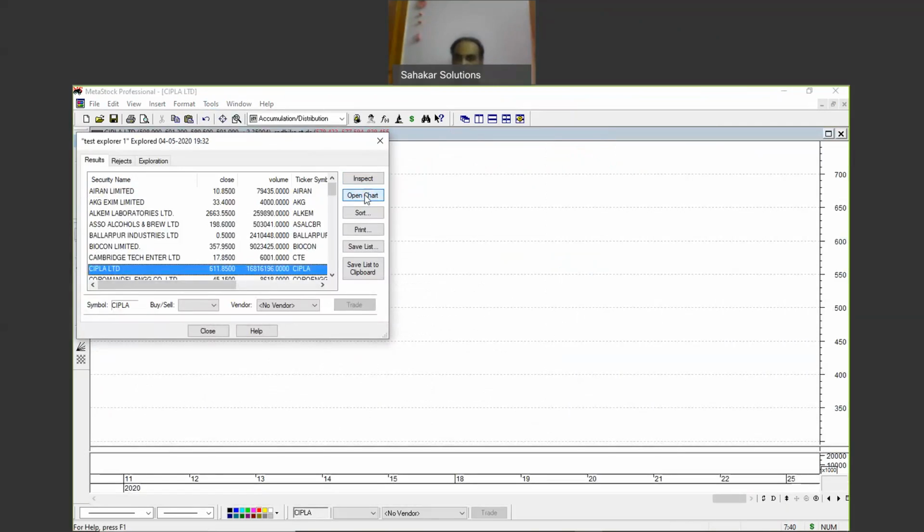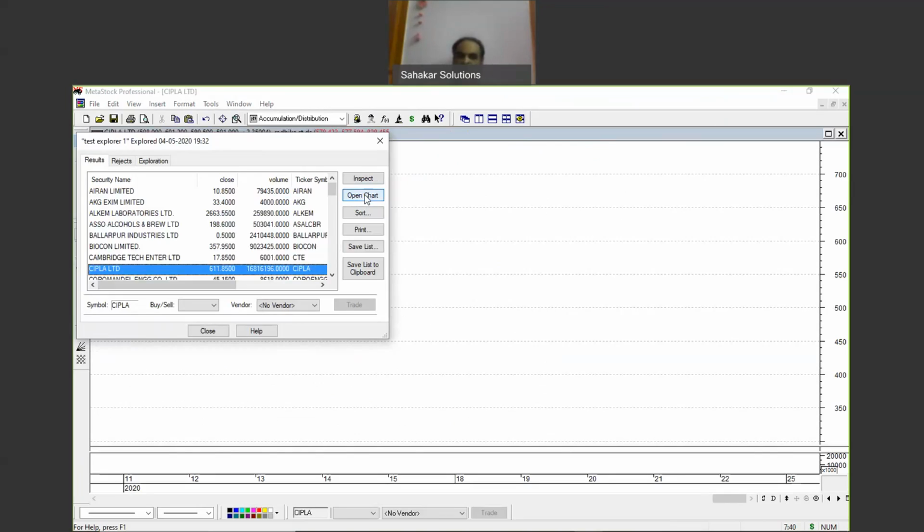Here 4-5. On 4-5, it was 611 rupees. On the next day, it went up to 623 rupees.